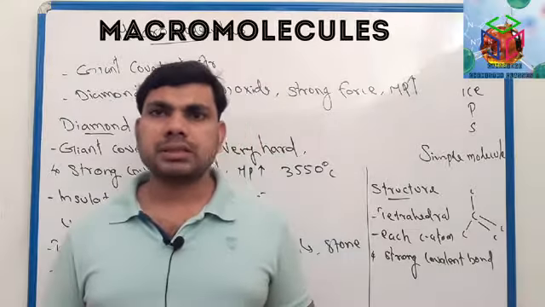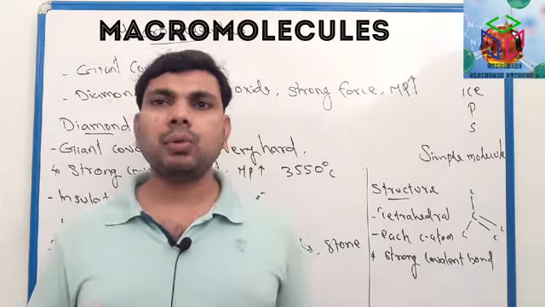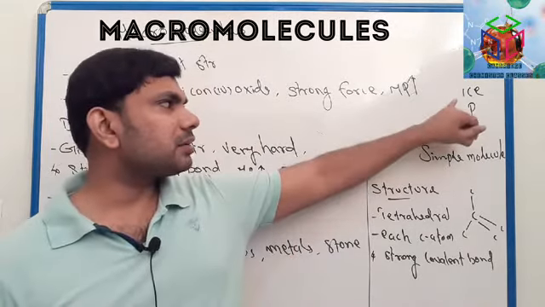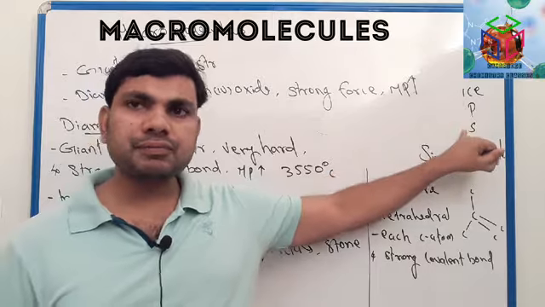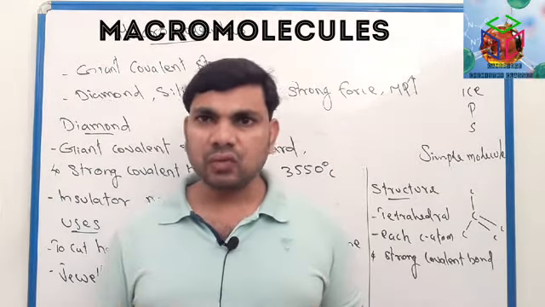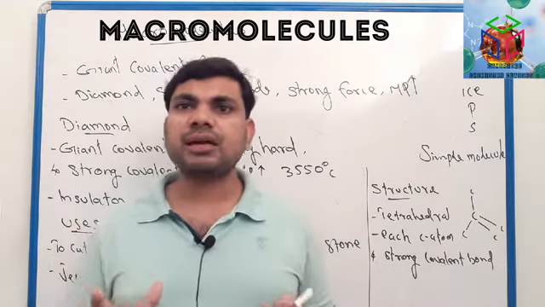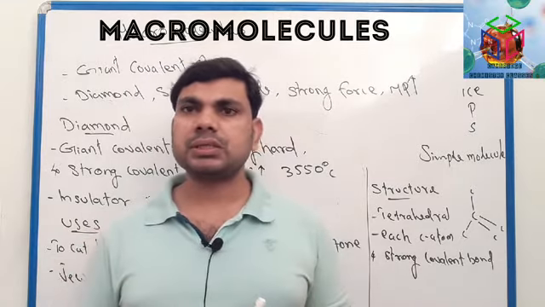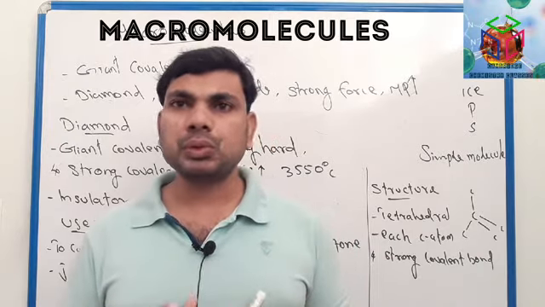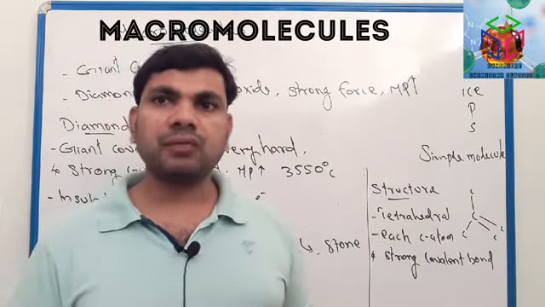Welcome to chemistry classes. In this video, we are going to discuss macromolecules. Consider this example: ice, phosphorus, and sulfur. In this type of substance, there is a weak force of attraction between the molecules.